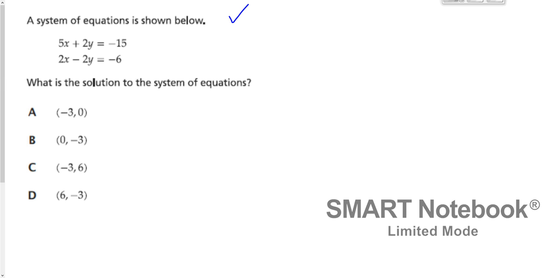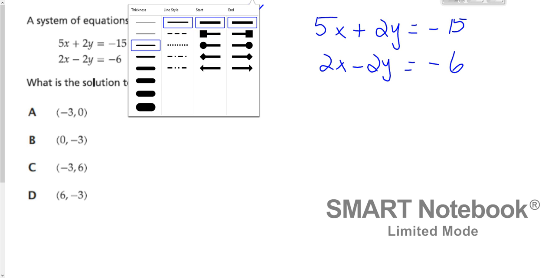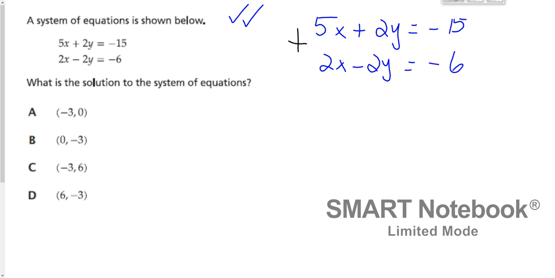What's the second thing that needs to be true? We need to have a variable that has opposite coefficients. Well, 5x and 2x are not opposites, but positive 2y and negative 2y are opposites. Double check. So now we can start. I'm going to rewrite them over here so I can do some work. Remember that elimination is adding the two equations together in order to cancel out one of the variables. So let's add them together.